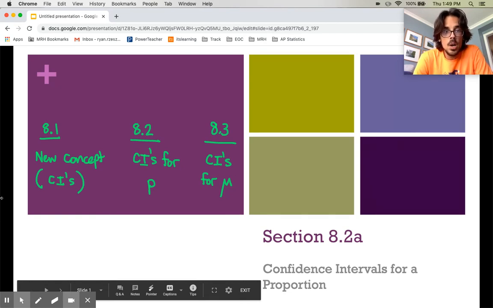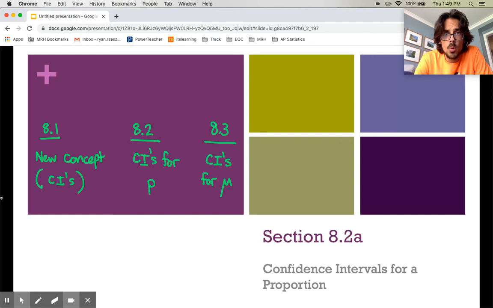All right, so we're kicking off section 8.2 right here. And before we jump into that, I want to remind you guys of something I showed you last chapter, and that is how the book structures our next couple of units here, which I think is really helpful because it's pretty consistent in the approach.